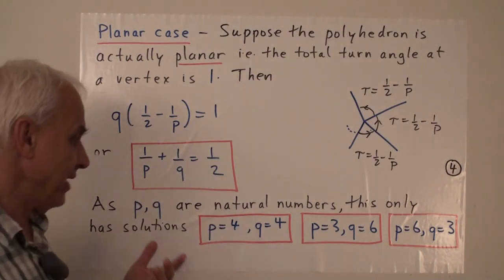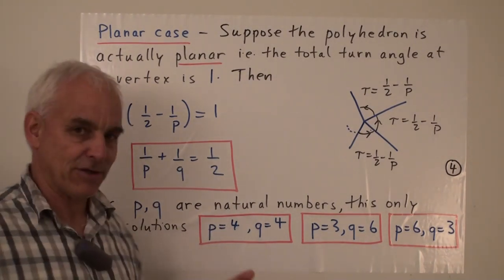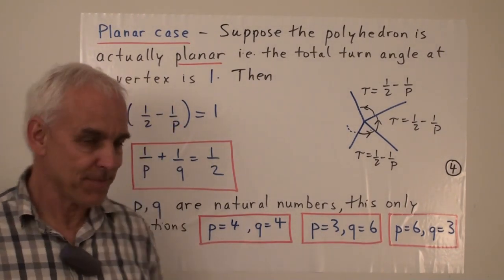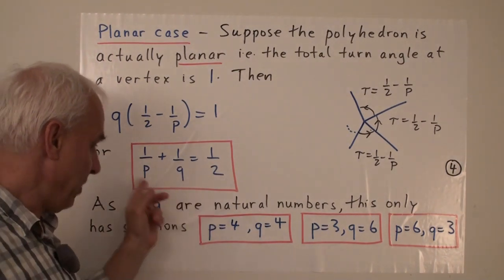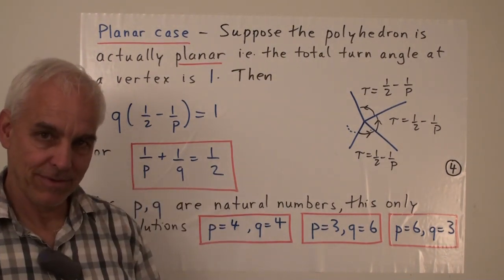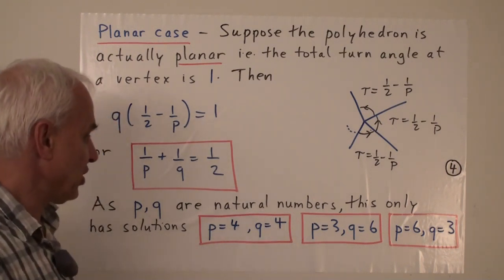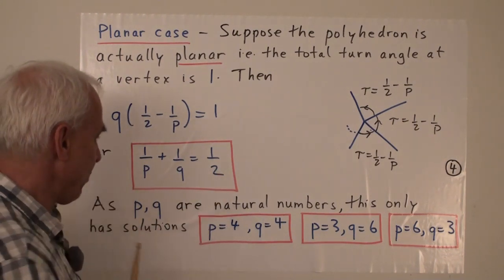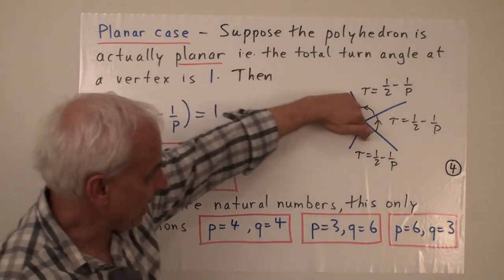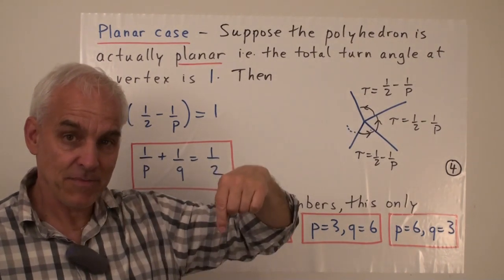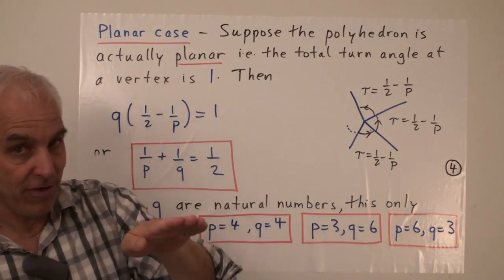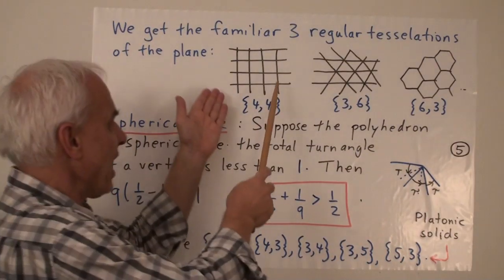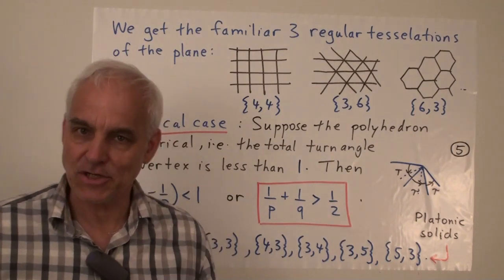And it's not too hard to convince yourself, and it's a great exercise to think about the fact that these are the only solutions to this equation where p and q are natural numbers. So we're getting a classification result just by looking at the integer or natural number solutions to this relatively simple equation that's coming about by analyzing what happens at one vertex when we have q p-gons coming together. And the three solutions that we've obtained correspond exactly to the familiar three regular tessellations of the plane.